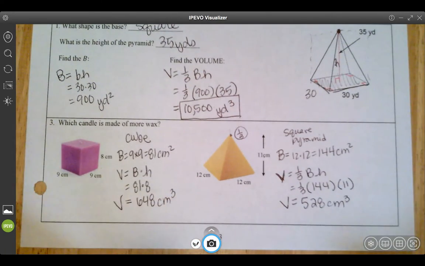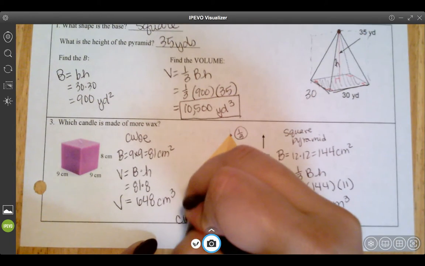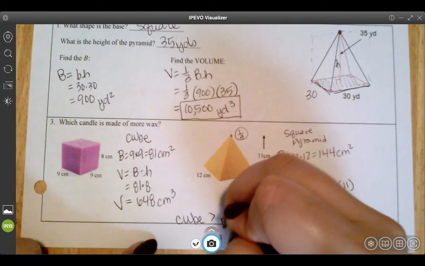So which candle has more wax? It is the pinkish purple one. It's the cube. The cube is greater than the pyramid.